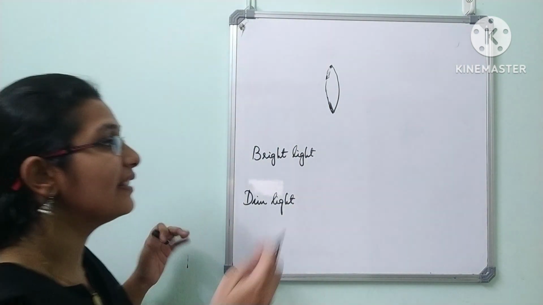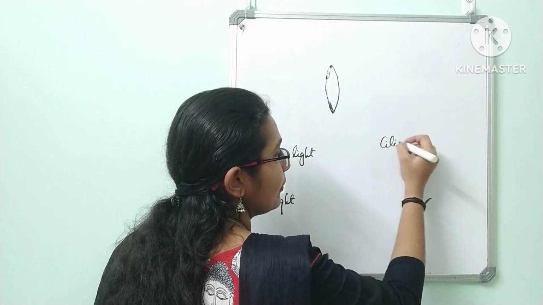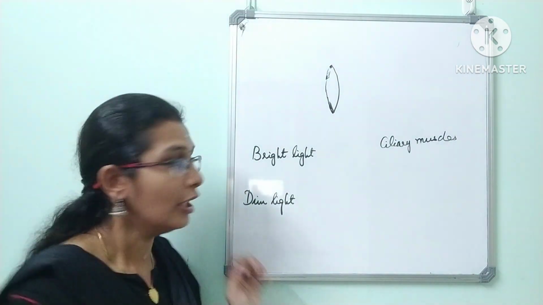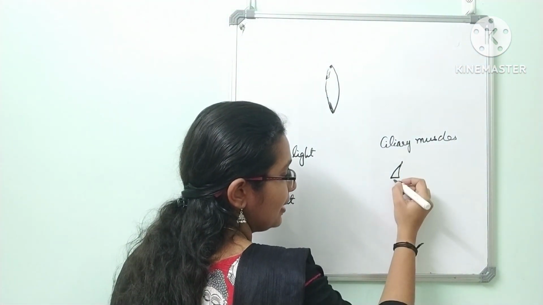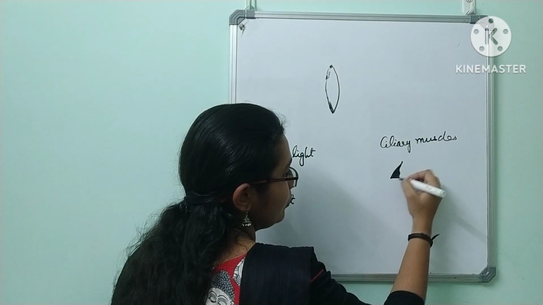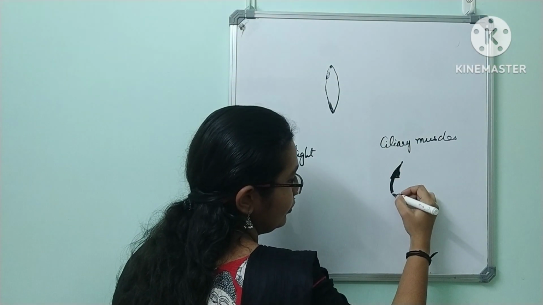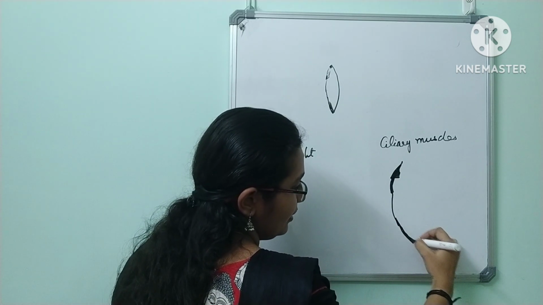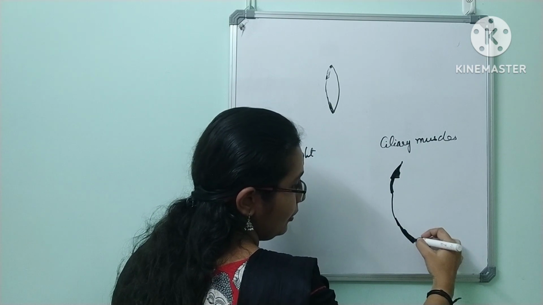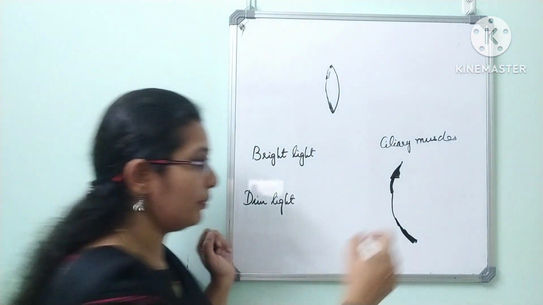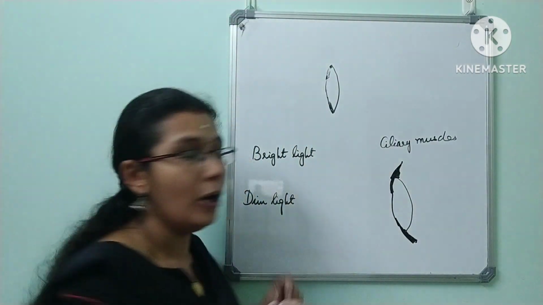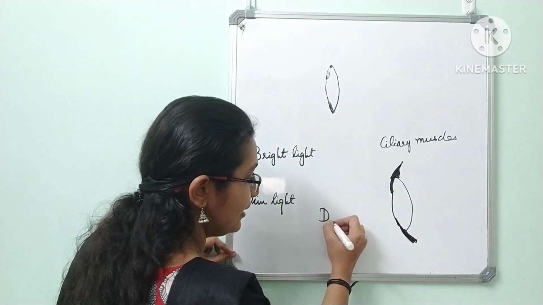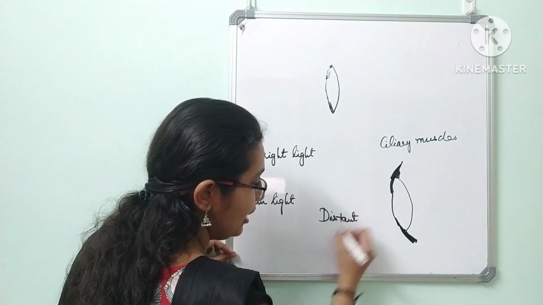Now we will go with ciliary muscles. We'll have a separate diagram and we'll understand. So this is the ciliary muscles, right? So in order to see a distant object, okay, sorry, lens. In order to see a distant object, consider two situations where you have a distant object and a nearby object.